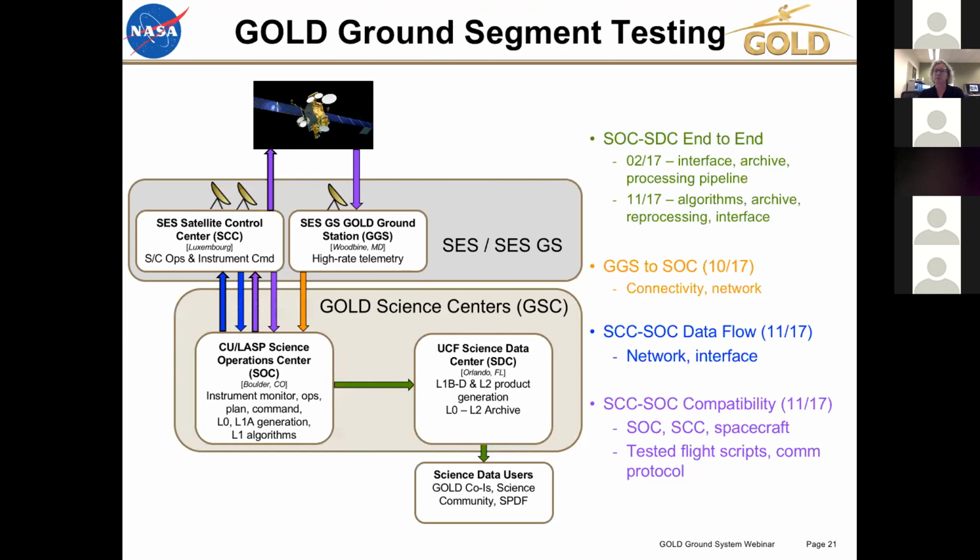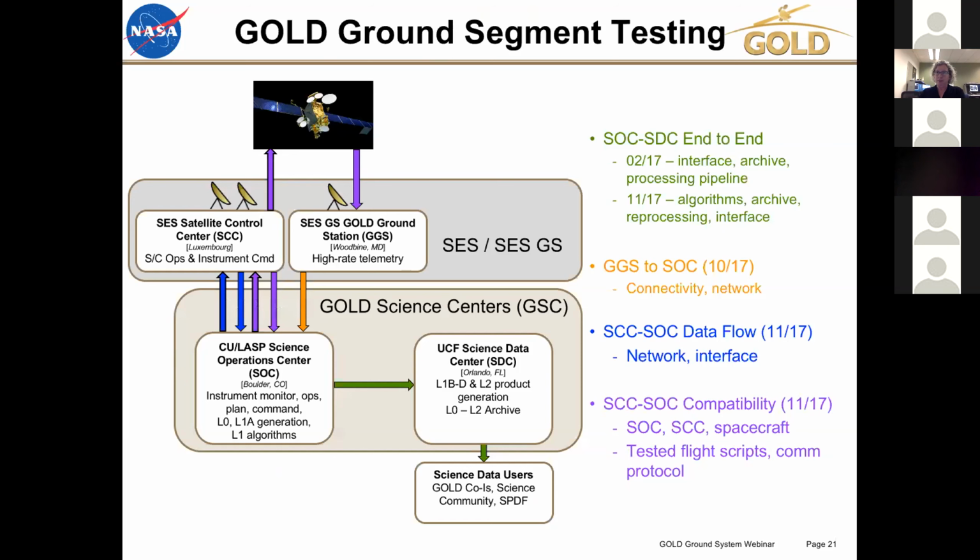So in November of 2017, we added the piece that tested the algorithms as well as reprocessing. One thing that happens over the course of a mission is the GOLD instrument has a 2-year primary mission, but assuming things go well after the 2 years, we hope to get an extended mission. There are many missions and instruments that go well beyond a 10-year mission. And so reprocessing becomes critical, because if it took you a full day to process a day's worth of data, it would take you 10 years to reprocess a mission that's lasted 10 years.